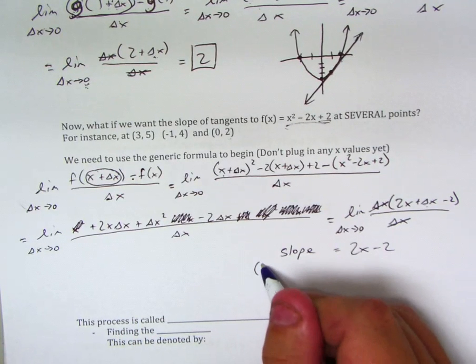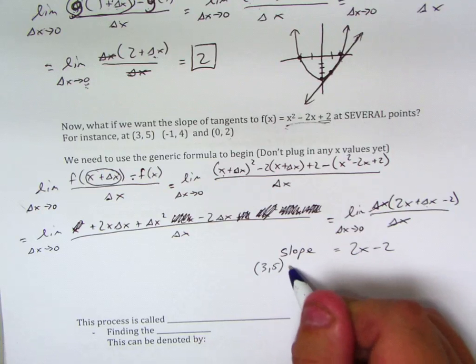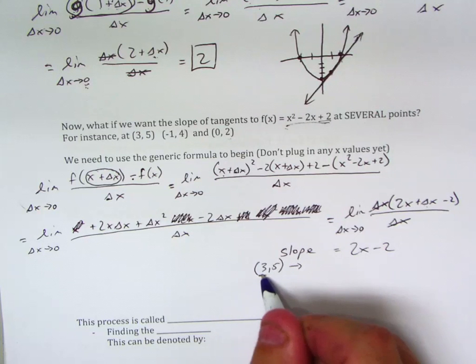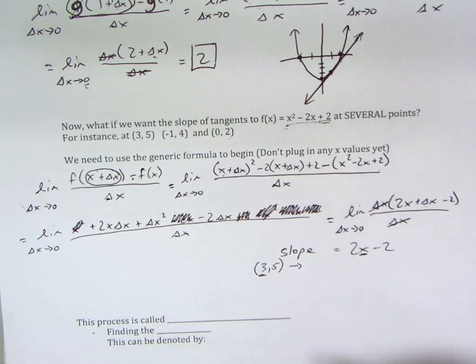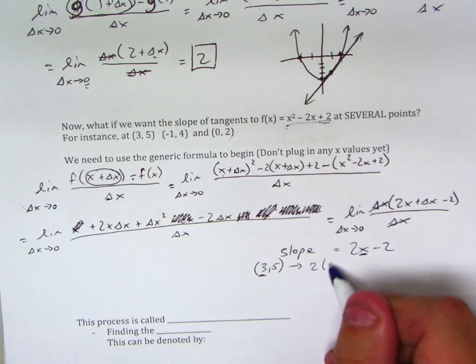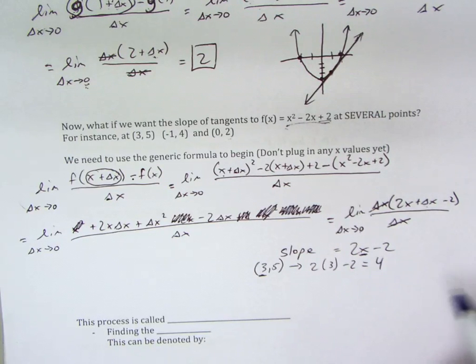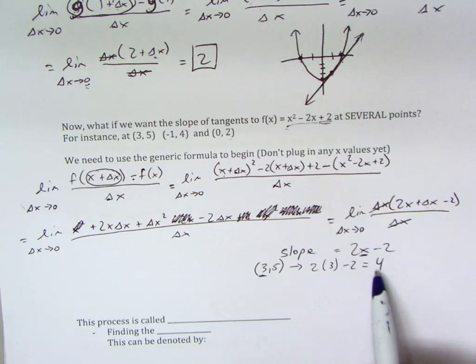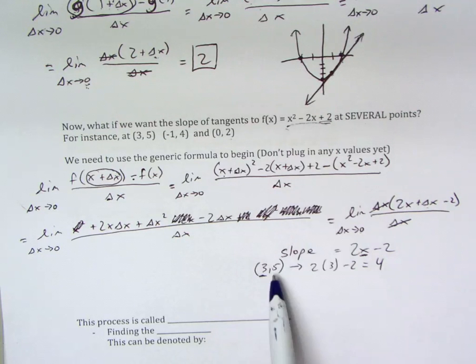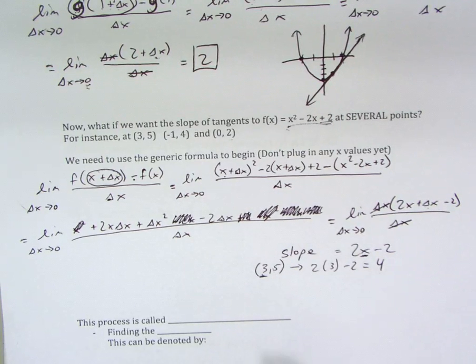If I want to find the slope of the tangent line at (3, 5), I just plug the x-coordinate in for that slope function we just found. So 2 times 3 minus 2 is 4. That means the slope of the tangent line of this given function at (3, 5) is 4.